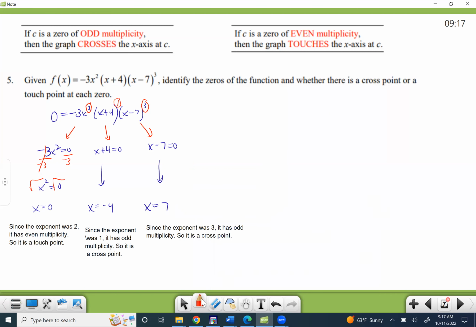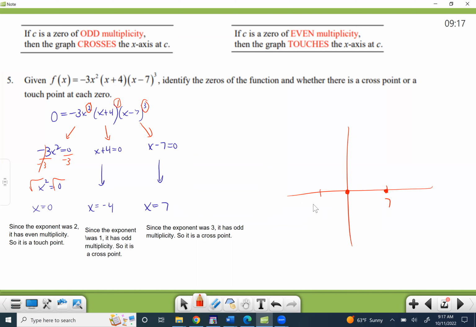Let's see, it's negative out front, so it's down to the right. Let's see here. 7 is a root, 0 is a root, and negative 4 is a root. It's down to the right. It would be 6, so it would also be down to the left. So it should look something like this. We're going to cross at 7.